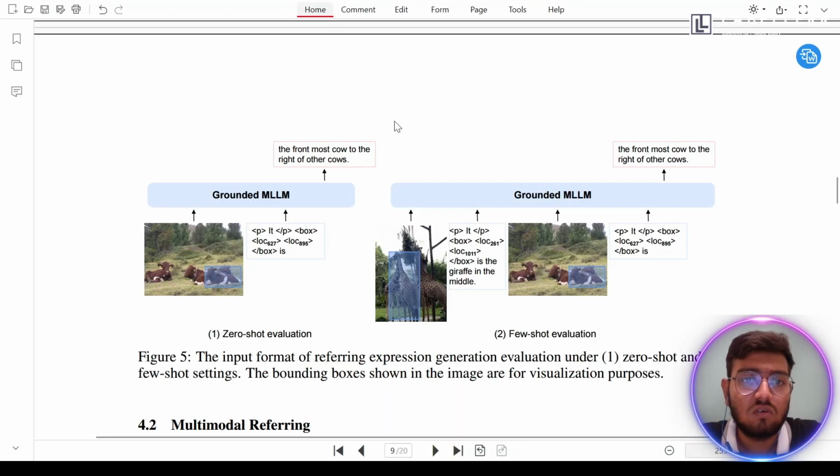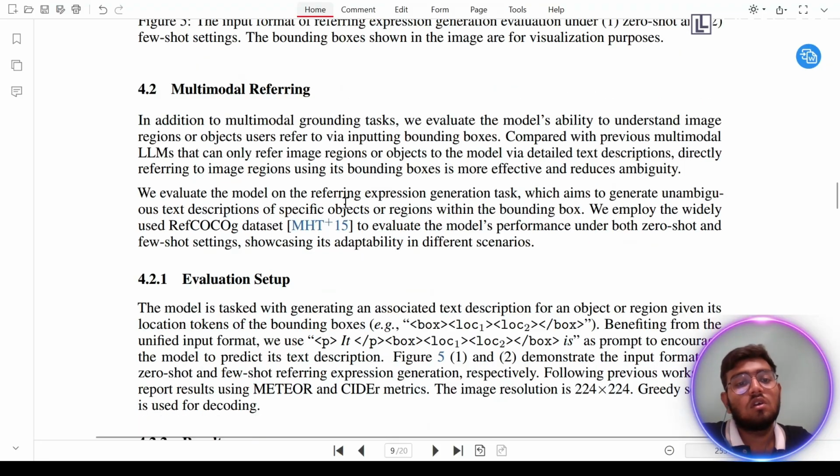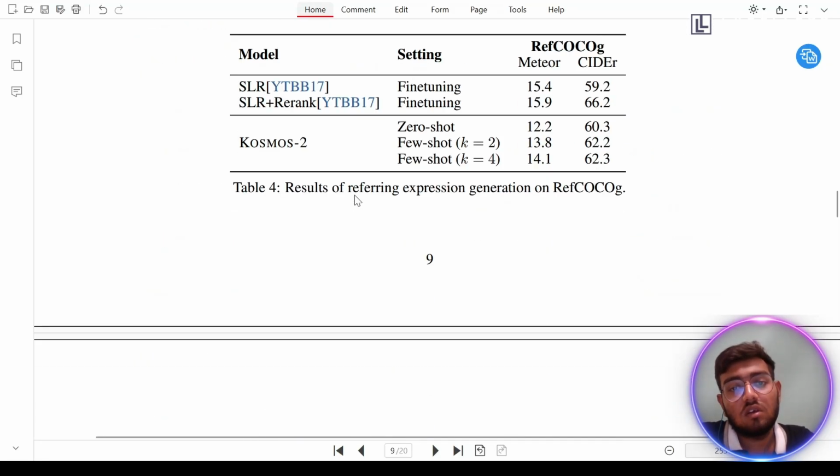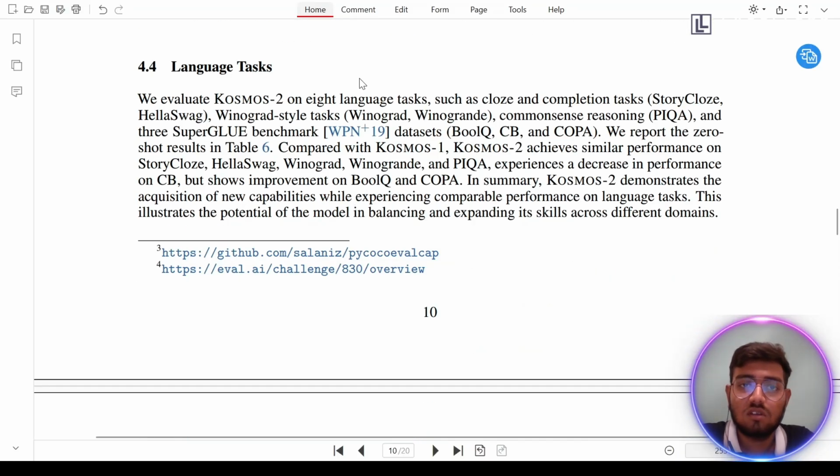It can also understand the context of the image. If I give it a prompt like the frontmost cow to the right of the other cow, it understands which cow I'm talking about. Similarly here, I want the giraffe in the middle, so it marked the giraffe in the middle. There is zero-shot evaluation and few-shot evaluation. So these are all the things the authors claim Kosmos-2 has achieved. We will see it further in our implementation.